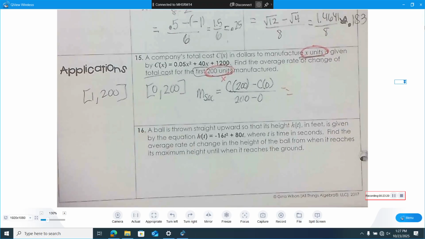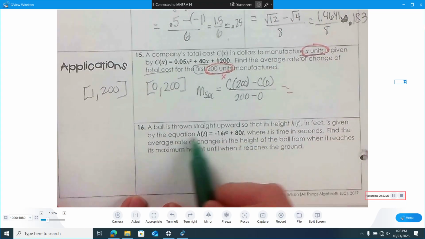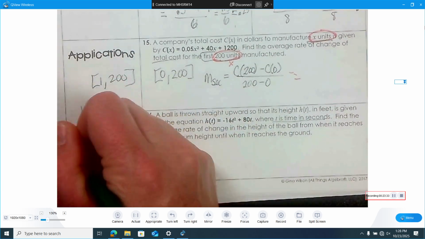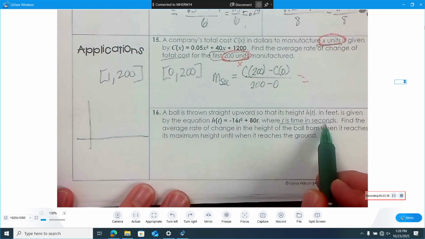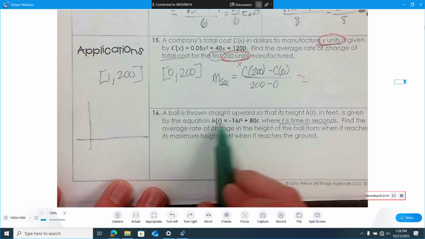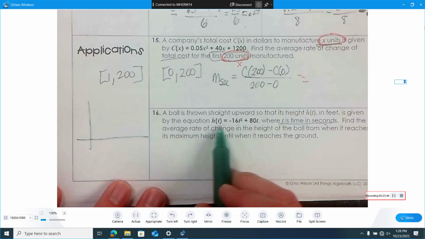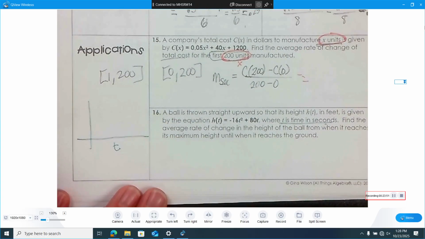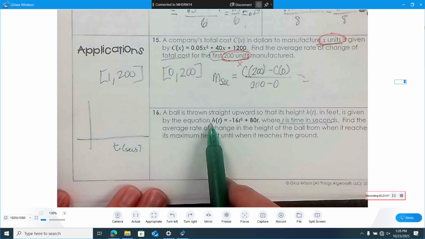Okay. A ball is thrown straight upward so that its height in feet is given by this equation, where t is time in seconds. Ladies and gentlemen, on these kinds of problems, I always like to look at a little picture. It says t is time in seconds, and normally our equations say y equals x's, right? So we have to replace: we don't have an x-axis, this is our t-axis, our time in seconds, and we don't have a y anymore. Instead of y, we're using h for height.